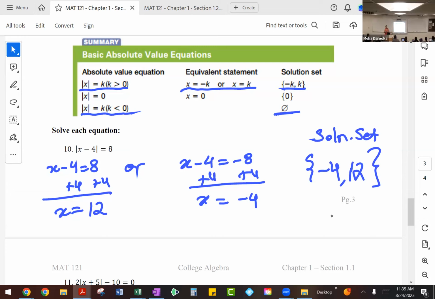Normally, when we write that solution set in the curly brackets, we normally write the smaller number first and then the larger number. That's why I put the negative 4 first and then the 12. MyMathLab doesn't care if you did 12 first and then negative 4, it accepts the answers. So do you guys get an idea of how to set up an absolute value equation? Yeah? All right, so here's one of these that I want you to try.